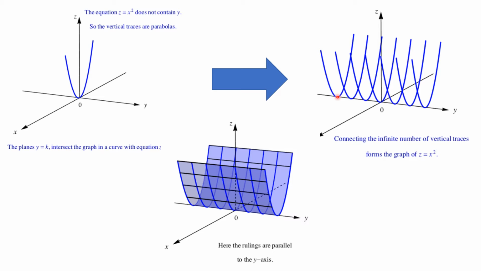And then, since this is three-dimensional, there's an infinite number of these, so I have to think about putting wallpaper around the wire outline that I have. And this is the three-dimensional surface that we have. So we connect the infinite number of the vertical traces to get this. Now here, the rulings are parallel to the y-axis. So those are the rulings, and these are the rulings that they're showing right here. And you see those are lines that are parallel to the y-axis.